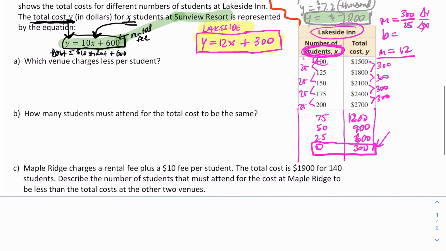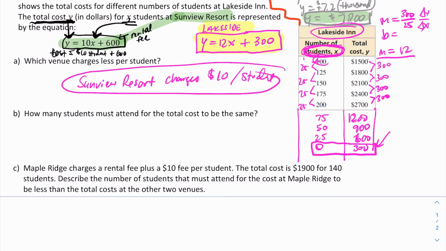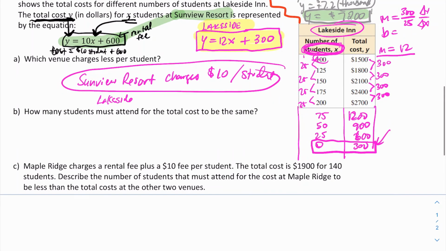All right. Which venue charges less per student? This one will have to be the Sunview Resort, which charges $10 per student. And then Lakeside Inn charges $12 per student. So the answer to the question is Sunview Resort.